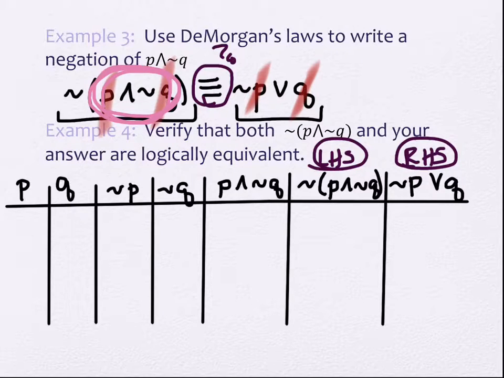Now, working through it from left to right, the P column, what will it always say? True, true, false, false. And the Q column, what will it always say? True, false, true, false.